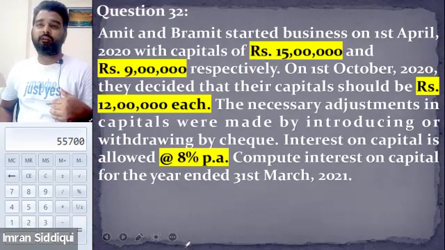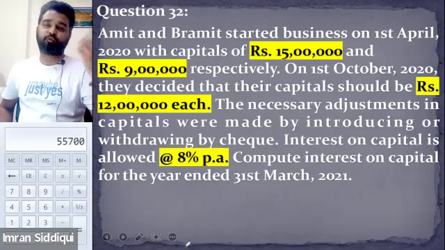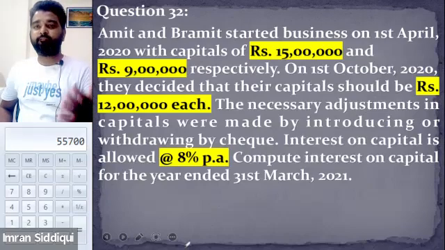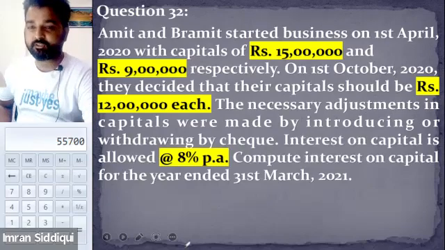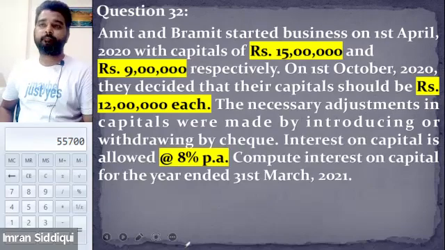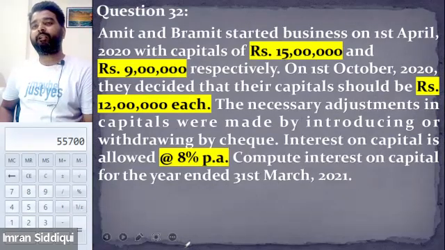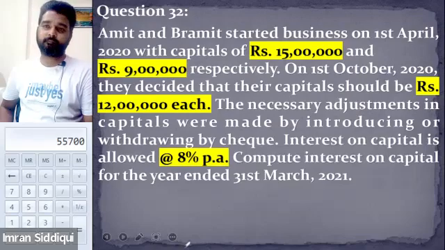And the question is also saying that if any partner has contributed capital in excess of 12 lakh, such partner can withdraw the excess amount. And if any partner contributed less than 12 lakh, then he will have to add further capital as cash or bank. Alright, the question is clear now. Two partners, their capital balances are initially 15 and 9, but during the year they decided to maintain their balance as 12 lakh each. Am I clear, everyone?